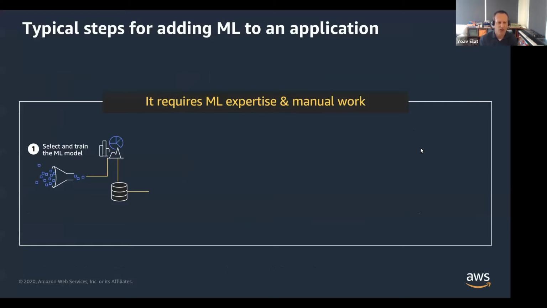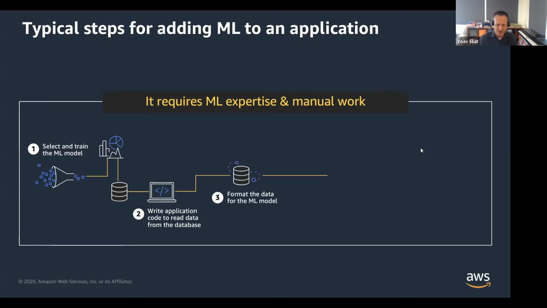So first of all, you would need to select, in the plain language sense, a model that would work on your data. And usually through trial and error, you would find an algorithm that works on your data, and you would have to train it. You would then write some code in your application that would do a select, in the other sense, to read the data from your database. Then you would need to format it. And formatting is often really a pain in the machine learning world, because different algorithms expect data in different formats.